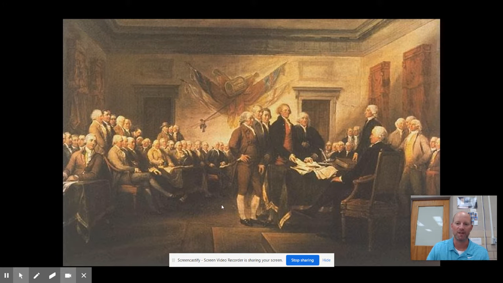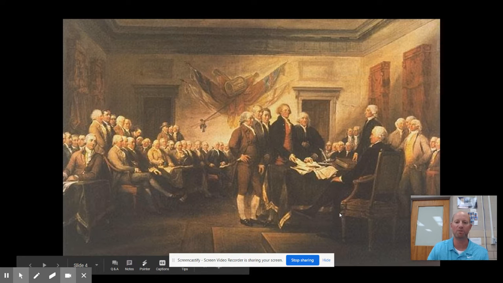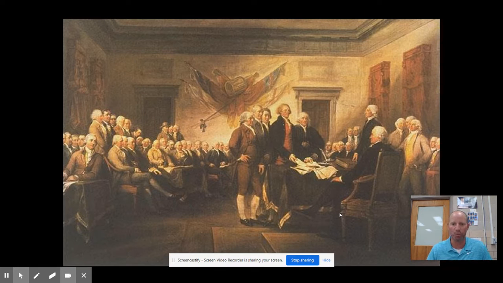We're gone. So this is where they met in Independence Hall in Philadelphia to sign the Declaration of Independence. And these guys were putting their lives on the line. They were risking their family's lives. They were risking all their property.